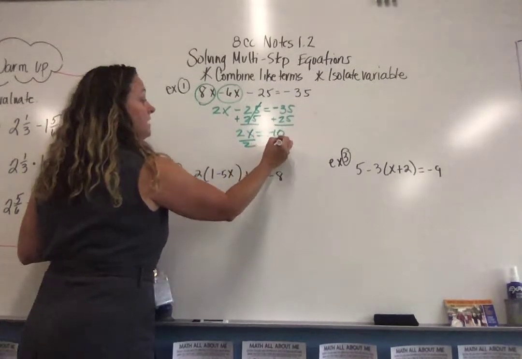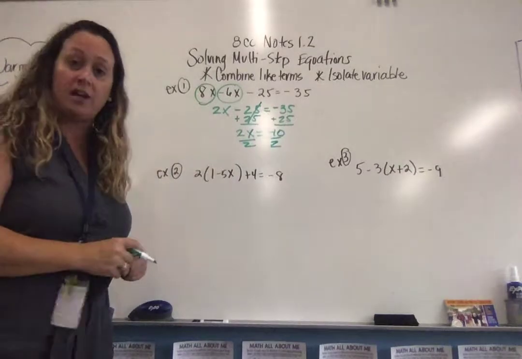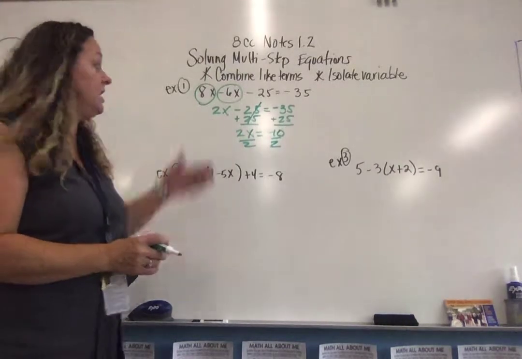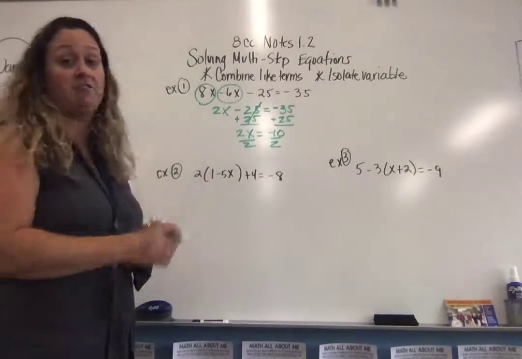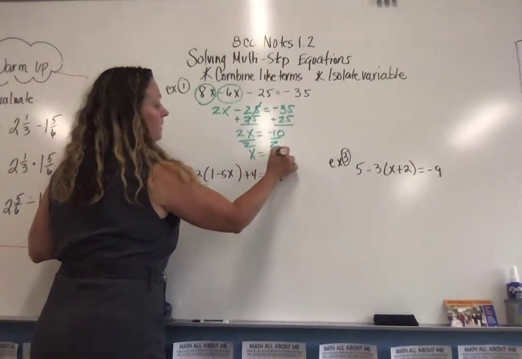I divide both sides by 2 because 2 and x are next to each other, indicating multiplication. In order to get rid of multiplication, or do the opposite inverse, I divide by 2. X ends up equaling negative 5.